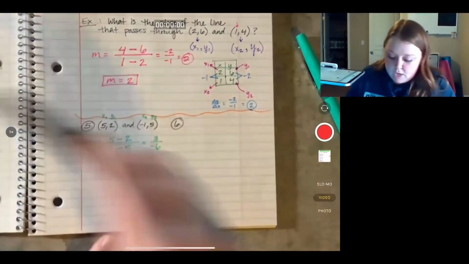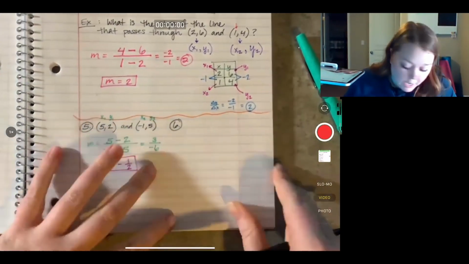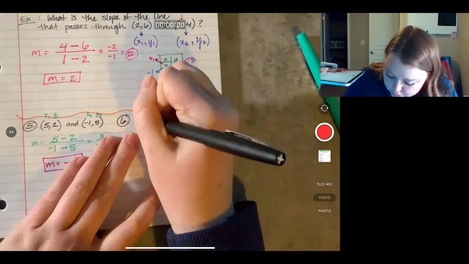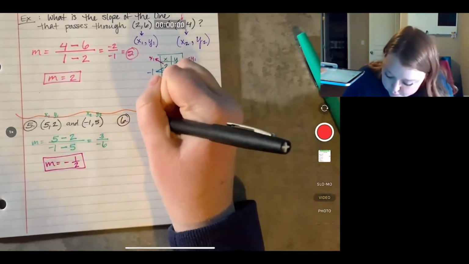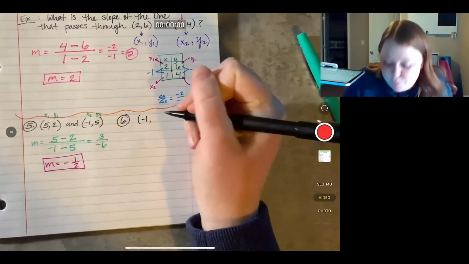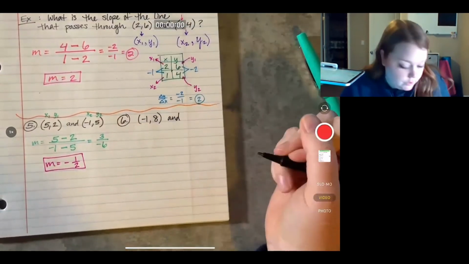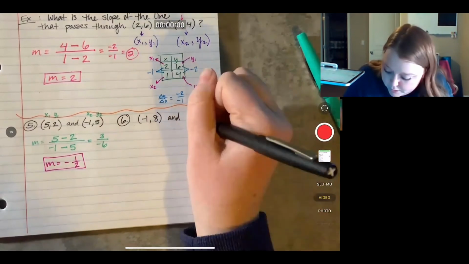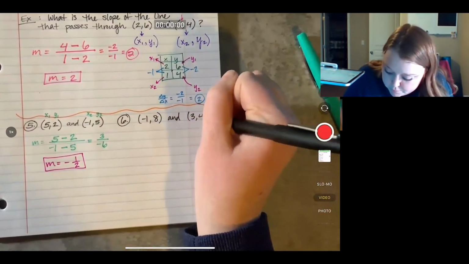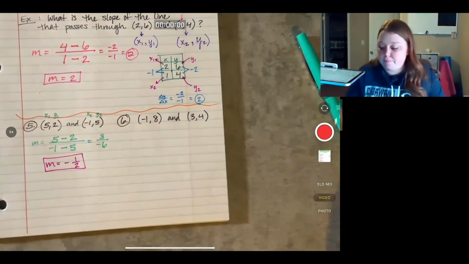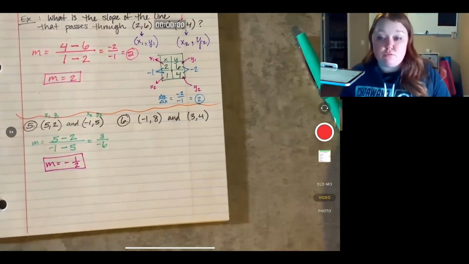Number 5, not number 5, number 6. Highly recommend you try this one on your own, okay? Here you go, -1, 8. That's your first ordered pair. Second ordered pair is 3, 4. Pause the video, try it out.